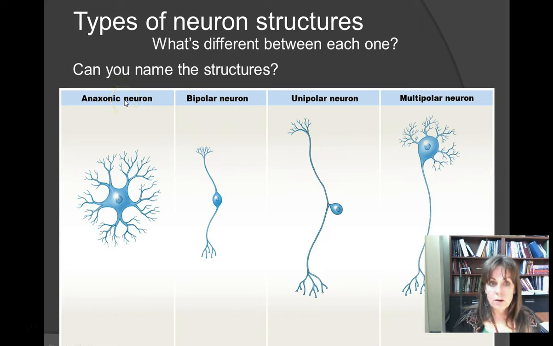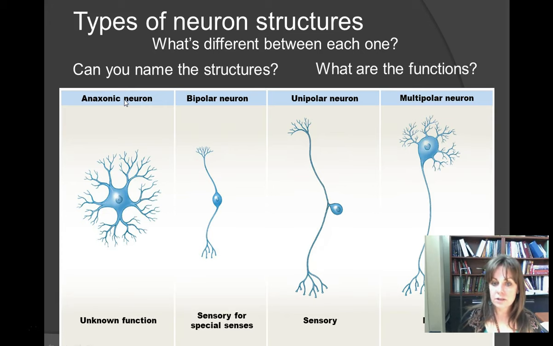Okay, so let's look at the functions of these. It turns out this one's structure is a little strange. They don't completely understand exactly what it's doing. There are a few clues that they may have, but they're not completely certain. This one, bipolar, is just for special senses, so sensory but special senses. Most of your sensory neurons are going to be these unipolar neurons. And then multipolar neurons, if they have a function, it'll be motor. Also, a lot of your interneurons are multipolar.